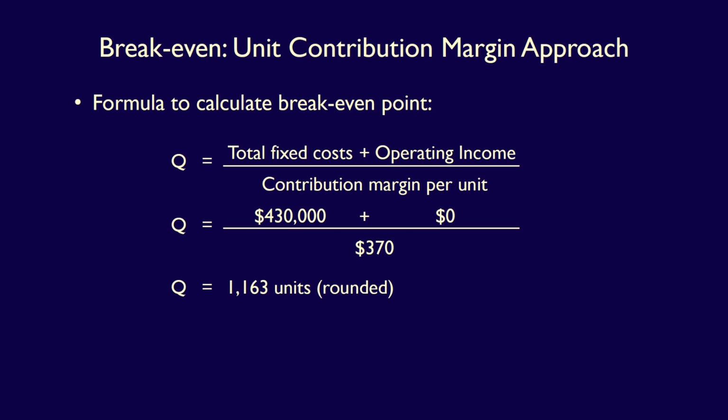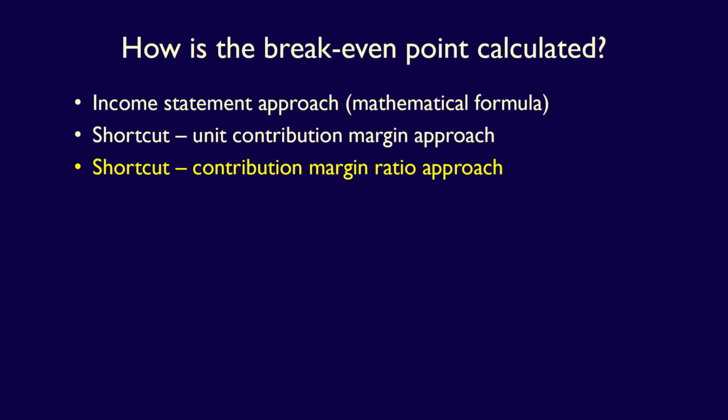This totally makes sense. The different methods result in the same outcome because we're calculating the same thing, the number of units necessary to break even. What about the last shortcut, the contribution margin ratio approach? The first two methods, both the income statement approach and the unit contribution margin approach, are used when a business determines the break-even point for one product, which is why these formulas determine the units required to break even.